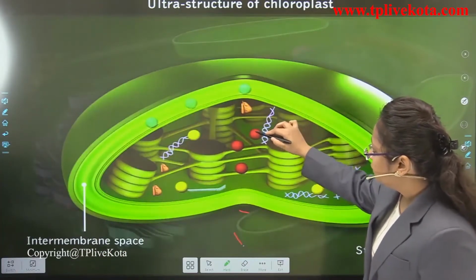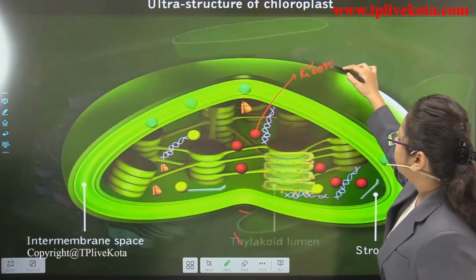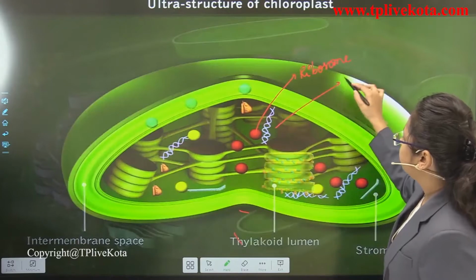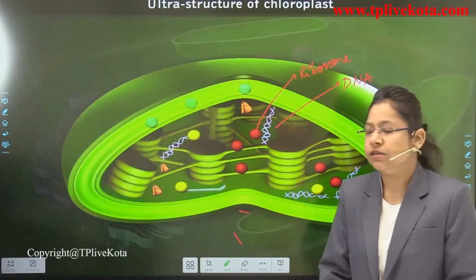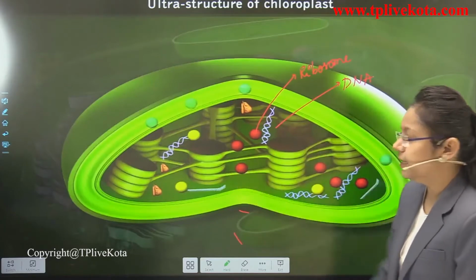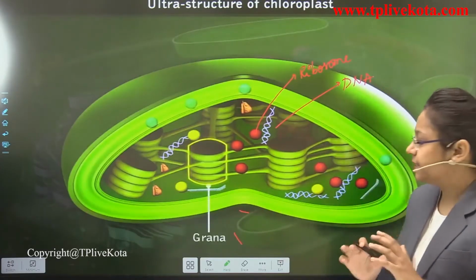this structure is known as what? Ribosome. And this structure is known as what? DNA. Did you understand this thing here? This is seen clearly in this diagram over here. So it is known as semi-autonomous.